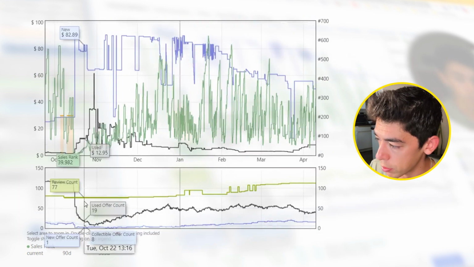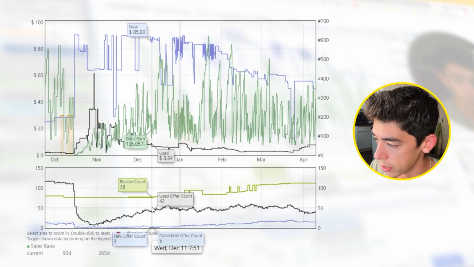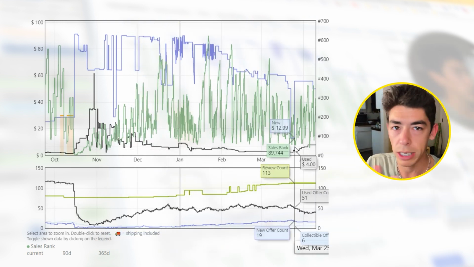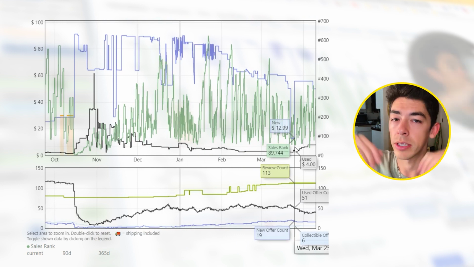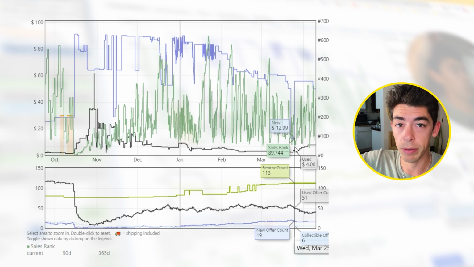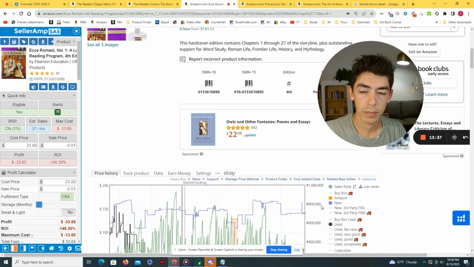And then you can see after a few months, the used offer count starts creeping back up, and then you can see how the used price starts coming back down. So just simple supply and demand. The fewer copies that there are available, the higher we would expect the price of that book to be, and the reverse is true. The more copies we have available, the lower the price we expect to be.